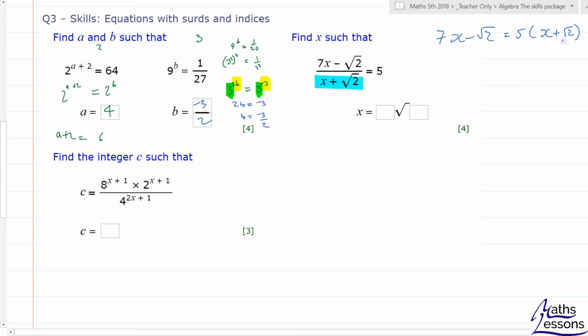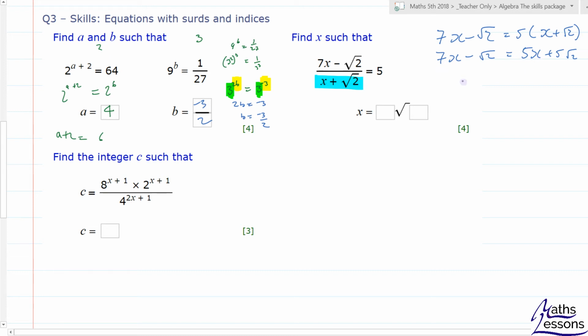Now, let's get all the x's together. Probably the easiest thing to do in this case. Not always. Sometimes I divide by this 5, but here I'm going to actually multiply out my brackets. I get 5x plus 5 root 2. One of the most common mistakes is to make a transcription error. That's copying your own stuff wrong or copying the question down wrong. Now we can get all the x's on one side and all the square root 2's on the other side.